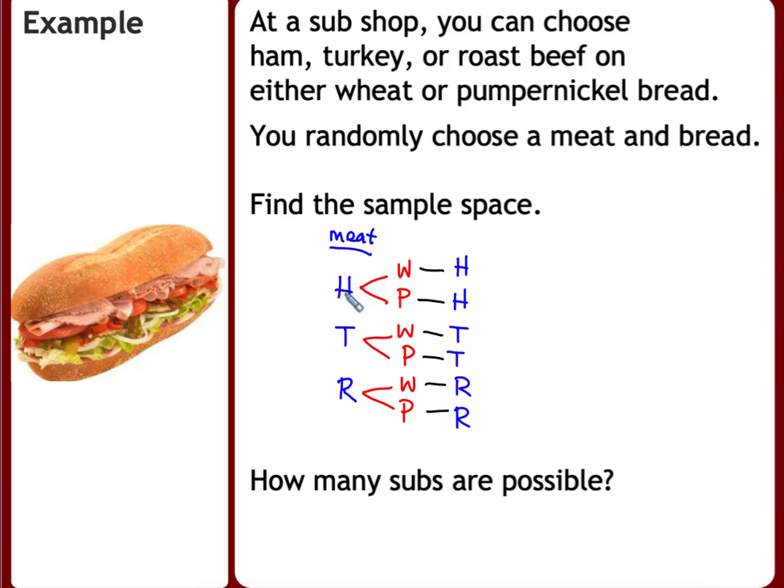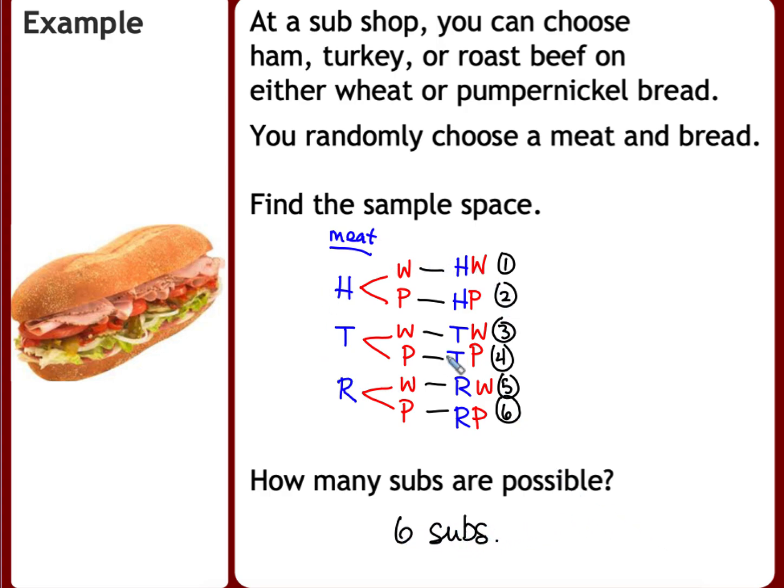What I'm doing is I'm following the tree. So I'm going ham, ham, turkey, turkey, roast beef, roast beef. So now ham on wheat is one option, or ham on pumpernickel is my second option. Turkey on wheat, turkey on pumpernickel, roast beef on wheat, roast beef on pumpernickel. So this is my sample space, and there are possible outcomes of 6. So I have 6 possible sub sandwiches that I can make.